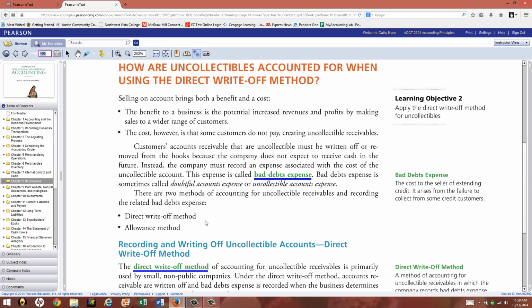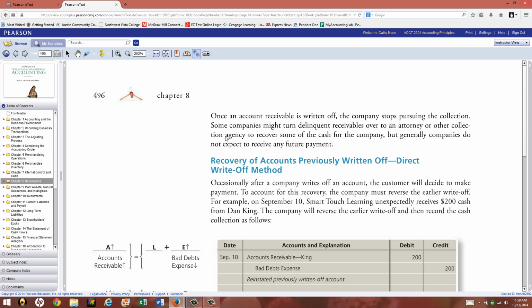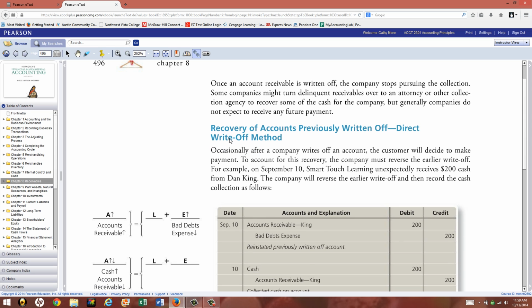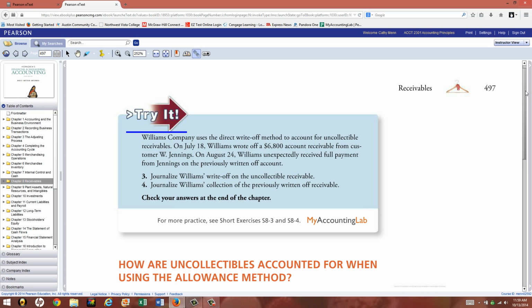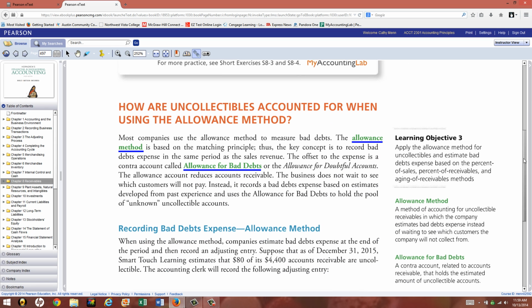This is something for smaller companies that do not have to report using GAAP, Generally Accepted Accounting Principles. And so the direct write-off method, we will not be using, and you do not have to read about it. You don't have to learn how to do that. We're going to be using the method that's called the allowance method. This starts on page 497.